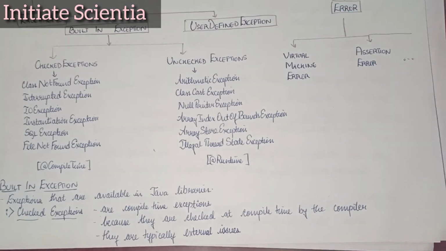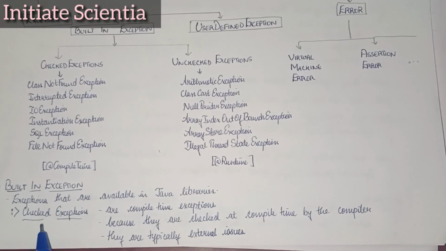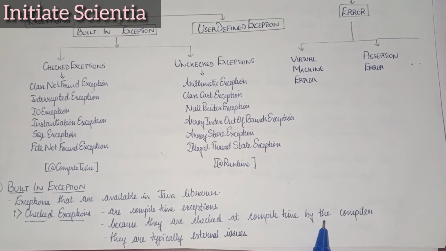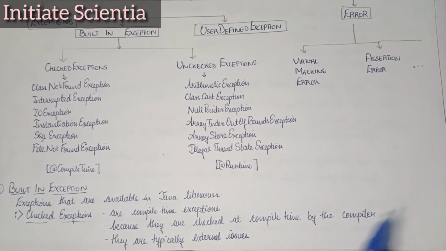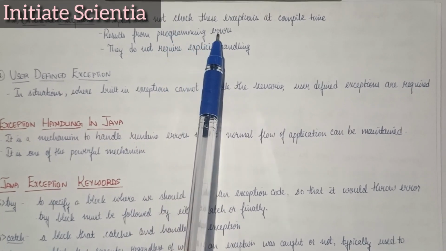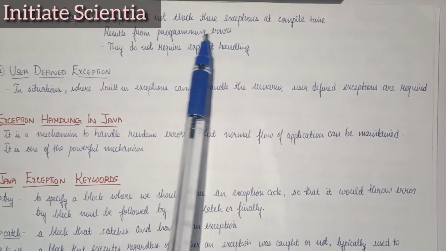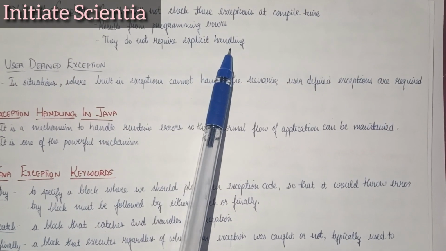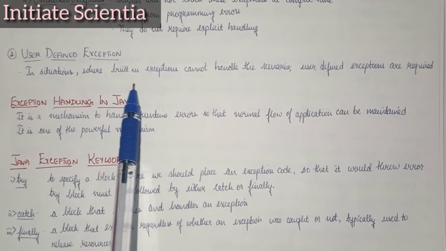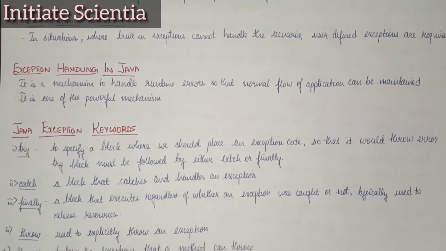Next, let's see the built-in exceptions. Exceptions that are available in the Java libraries. Checked exceptions. These are compile time exceptions because they are checked at the compile time by the compiler. They are typically external issues. Next is unchecked exceptions. The compiler will not check these exceptions at the compile time. They result from programming errors, so they do not require explicit handling. User-defined exception. In situations where built-in exceptions cannot handle the scenario, user-defined exceptions are required.